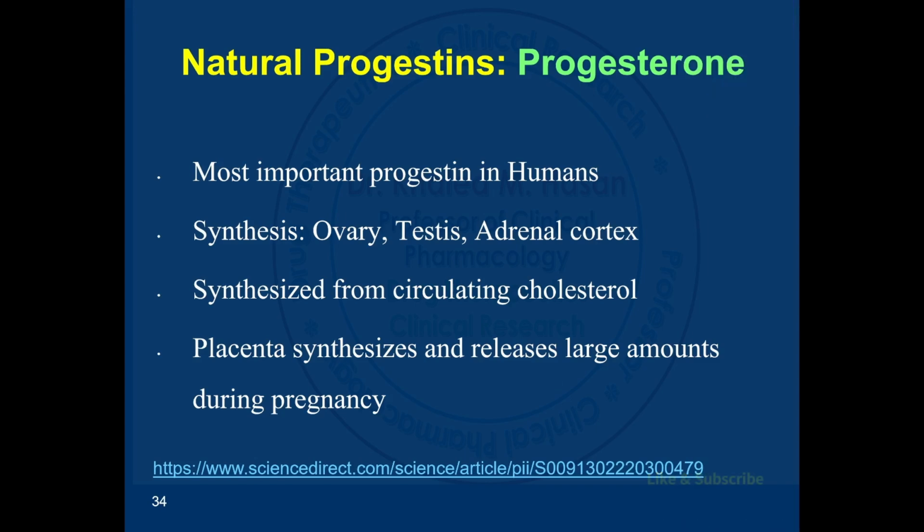We have some facts here about natural progestin. The natural progestin is called progesterone. Progesterone is considered the most important progestin in humans, synthesized mainly from the ovary, while the testes and adrenal cortex produce it in small amounts. So the ovary is the main source, synthesized from cholesterol in the circulation. If pregnancy takes place, the placenta will produce a large amount of progesterone to maintain pregnancy.